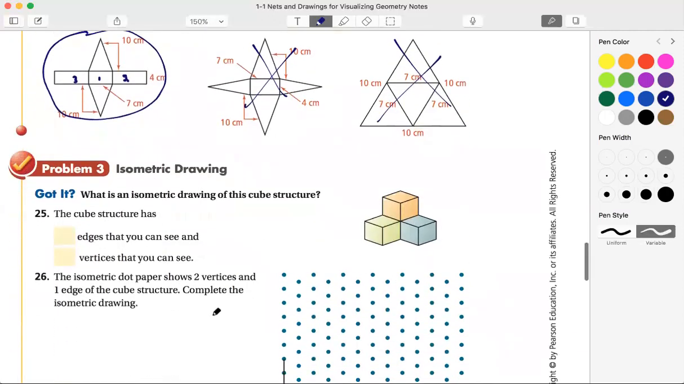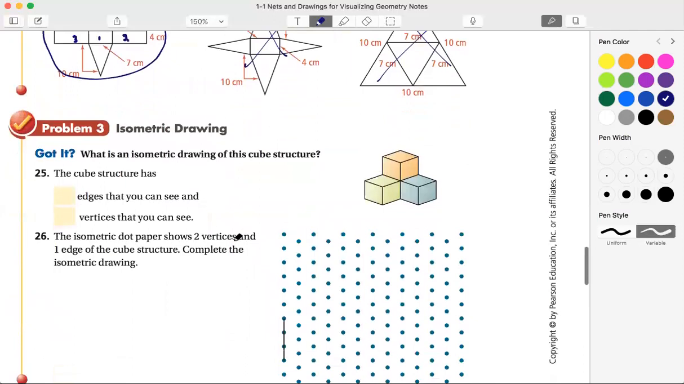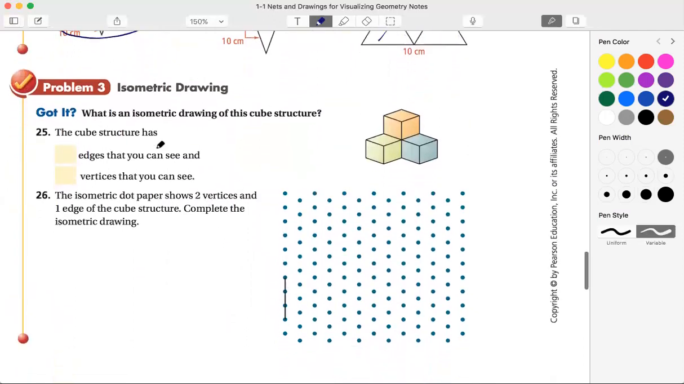Okay, so problem number 3. We're going to try to draw an isometric figure. An isometric drawing represents this in 3 dimensions, and it's kind of hard to do, but we're going to try it. The first thing we have to identify is how many edges and vertices this cube has.